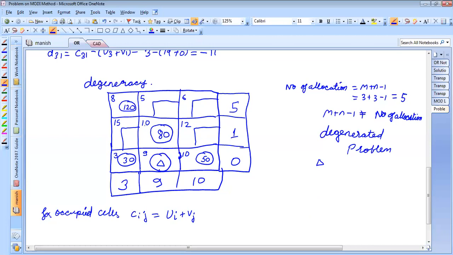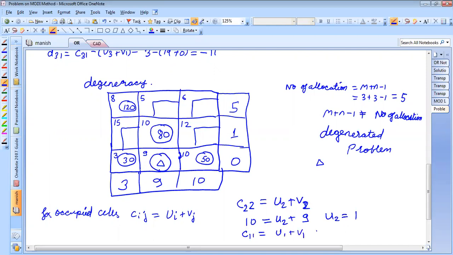So let us take this cell. For this cell, C22 is equal to U2 plus V2, correct? So C22, which is 10, is equal to U2 plus V2, which is 9. So U2 will be equal to 1. Similarly, C11 will be equal to U1 plus V1. C11 is 8, is equal to U1 plus V1, which is 3. So U1 is equal to 5. Correct?